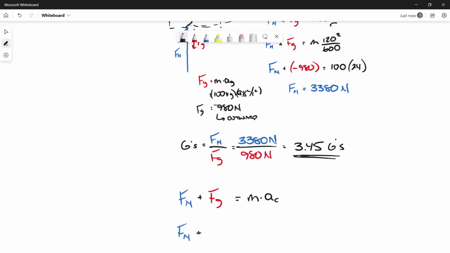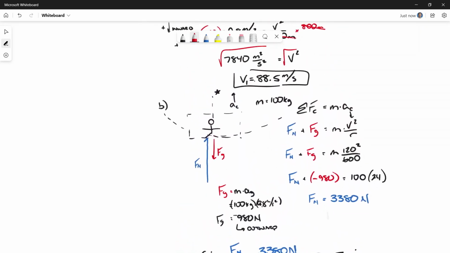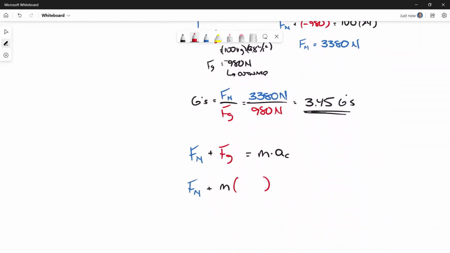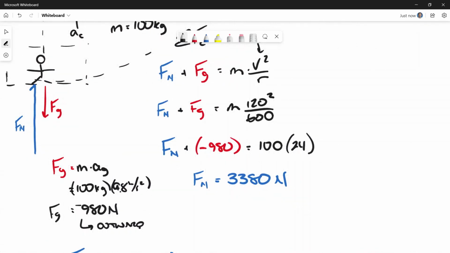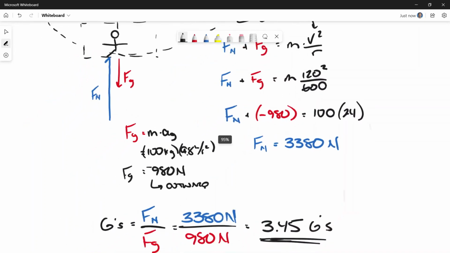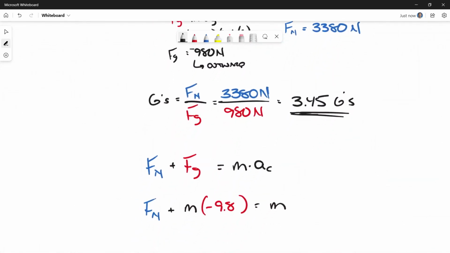When we found Fg, we really just took the mass times the acceleration due to gravity. Remember, acceleration due to gravity would be downward here, but downward is outward, right? So we're going to assign negative, not because it's down, but because it points away from the center of the circle. And on the right side, you have the mass, and the centripetal acceleration we found to be v squared over r, which is 120 squared over 60, which was 24 meters per second squared. And the centripetal acceleration is always inward, so it becomes positive. So I'll just put 24.